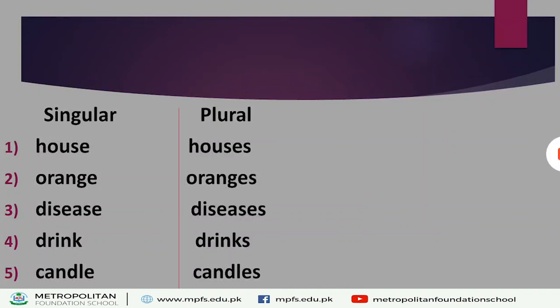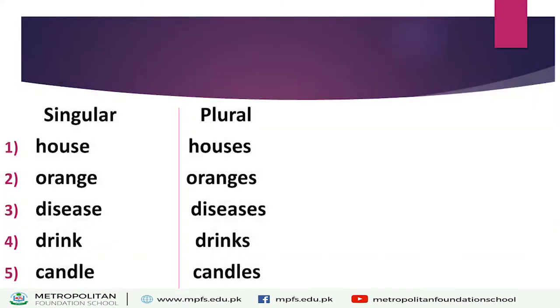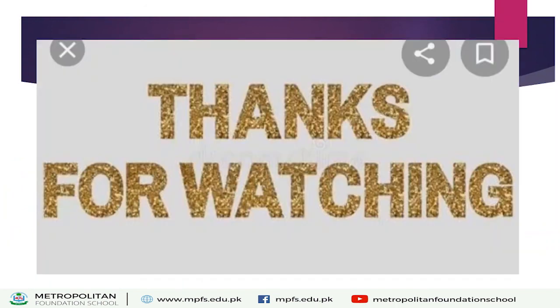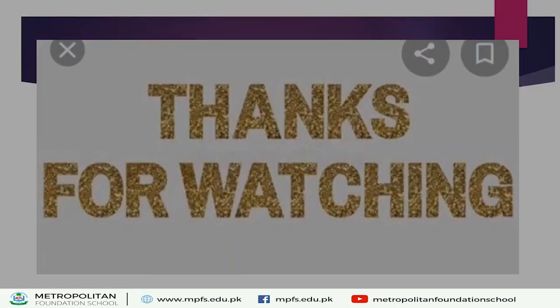The first one is house, houses. Second one is orange, oranges. Third one is disease, diseases. The fourth one is drink, drinks. The fifth one is candle, candles. Singular means one and plural means more than one.